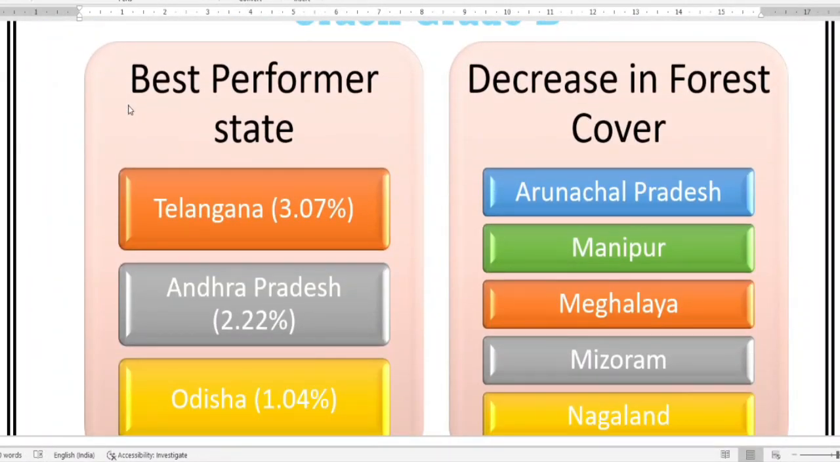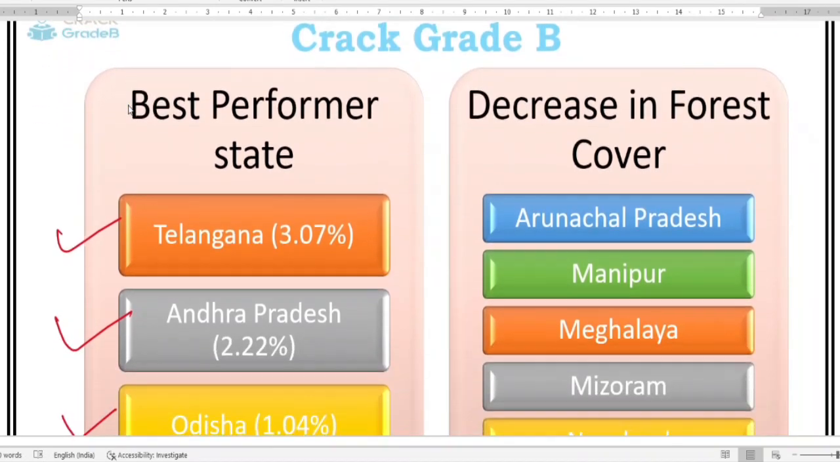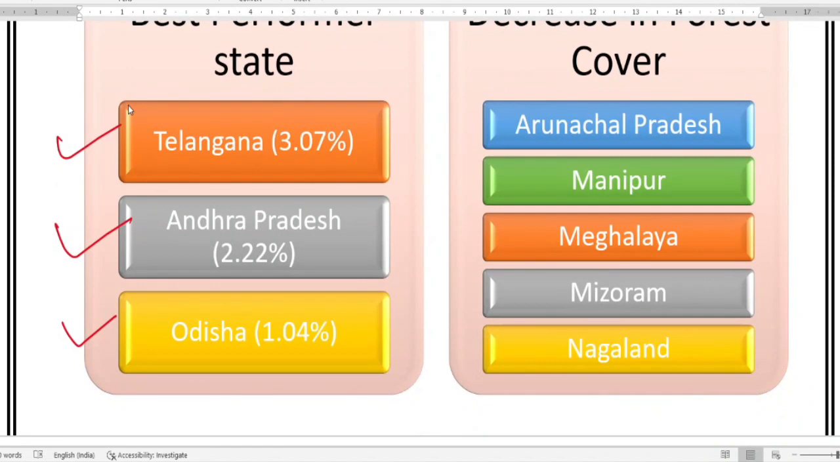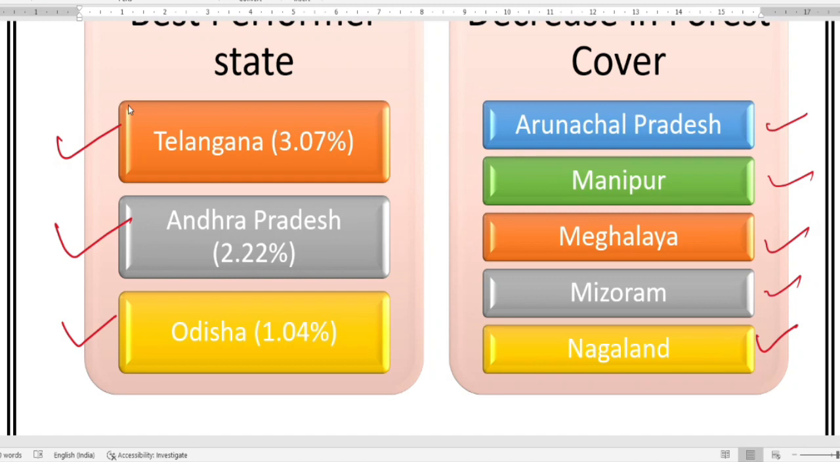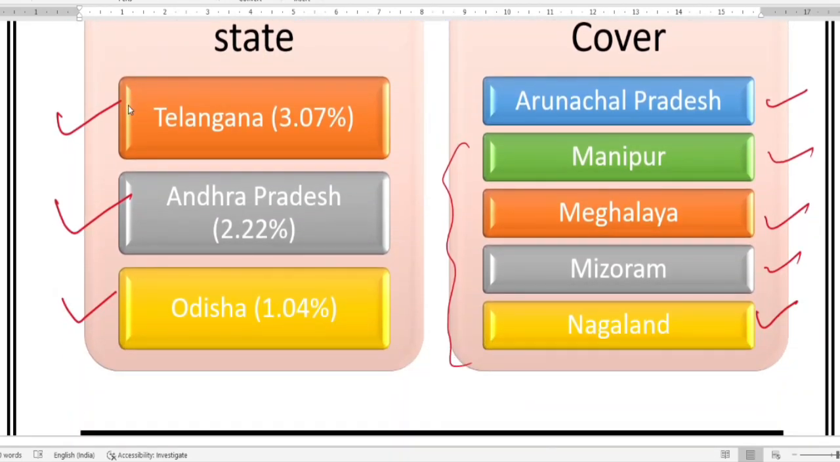Right? Then the best performer states: number 1 Telangana, number 2 Andhra Pradesh, number 3 Orissa. Decrease in forest cover: Arunachal Pradesh the maximum, then Manipur, Meghalaya, Mizoram, and then Nagaland. Okay, so look, in one category this state is shown as best, but in this category it shows decreasing forest cover. Look, you can correlate things like this. It shows that there is some infrastructure development in the northeastern states. See, all the northeastern states.